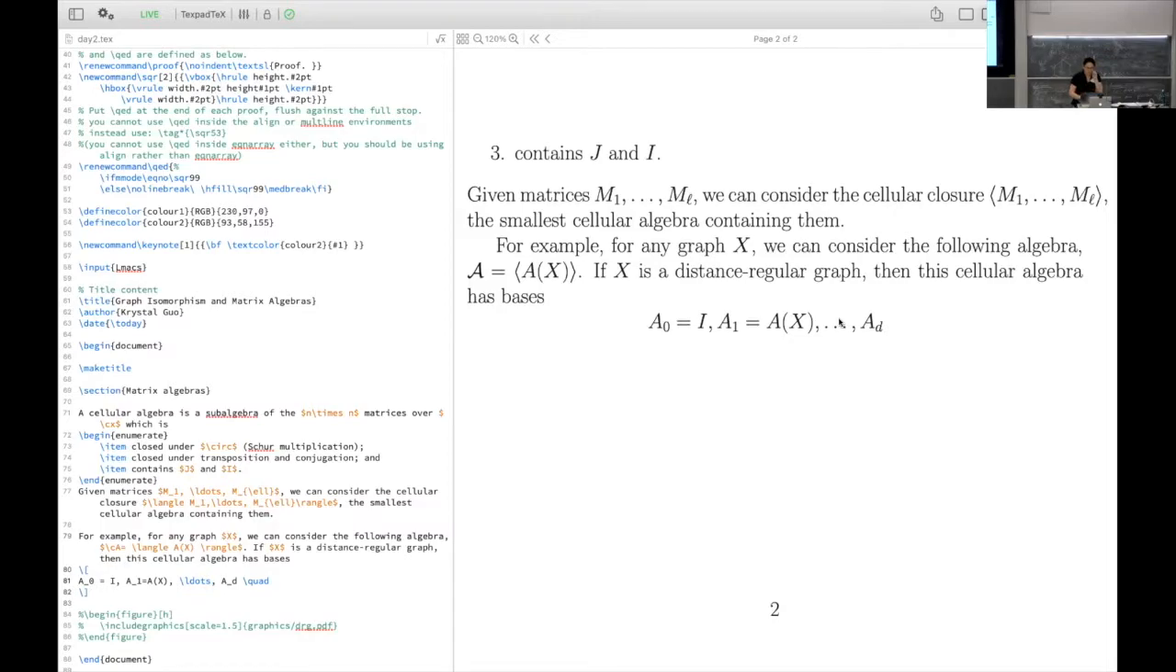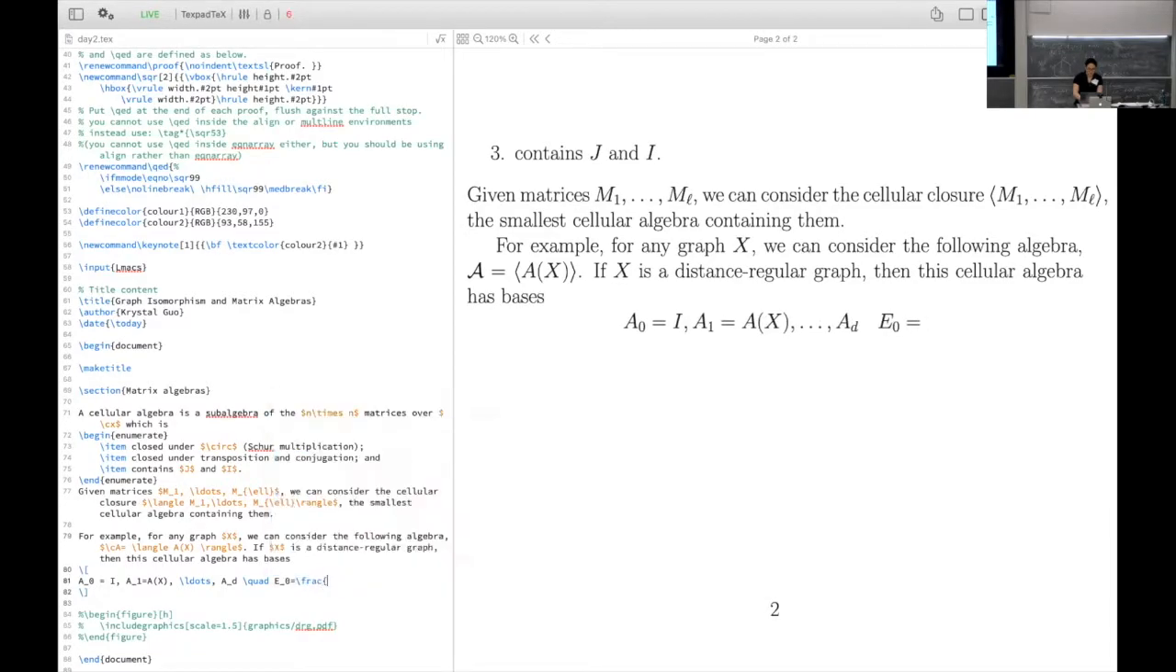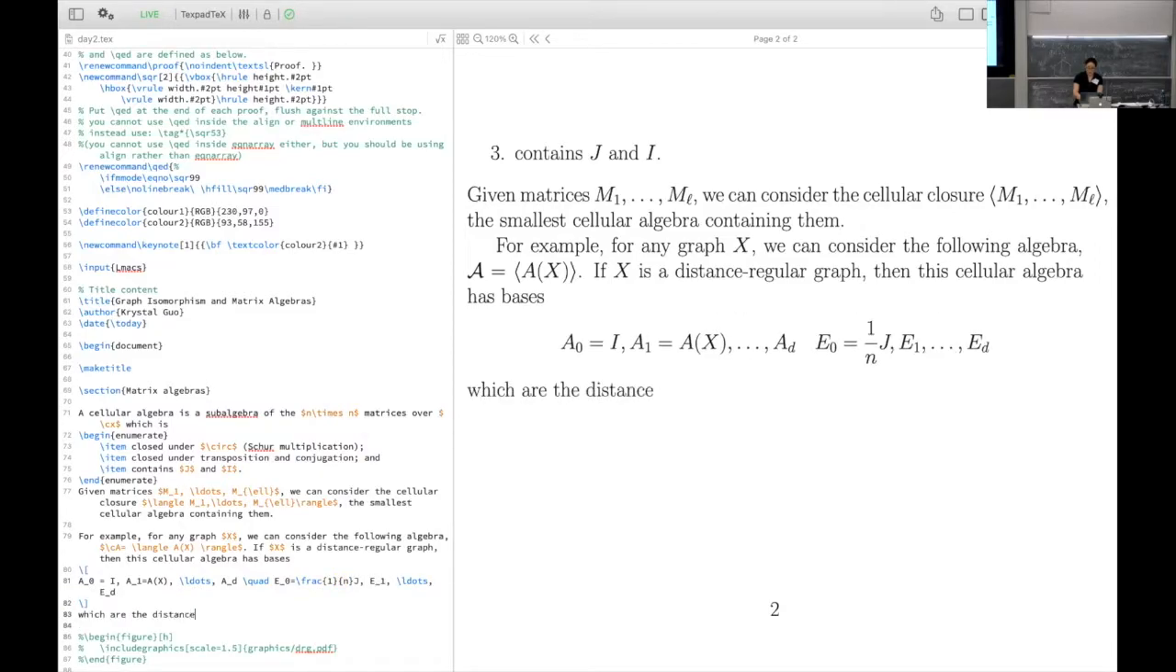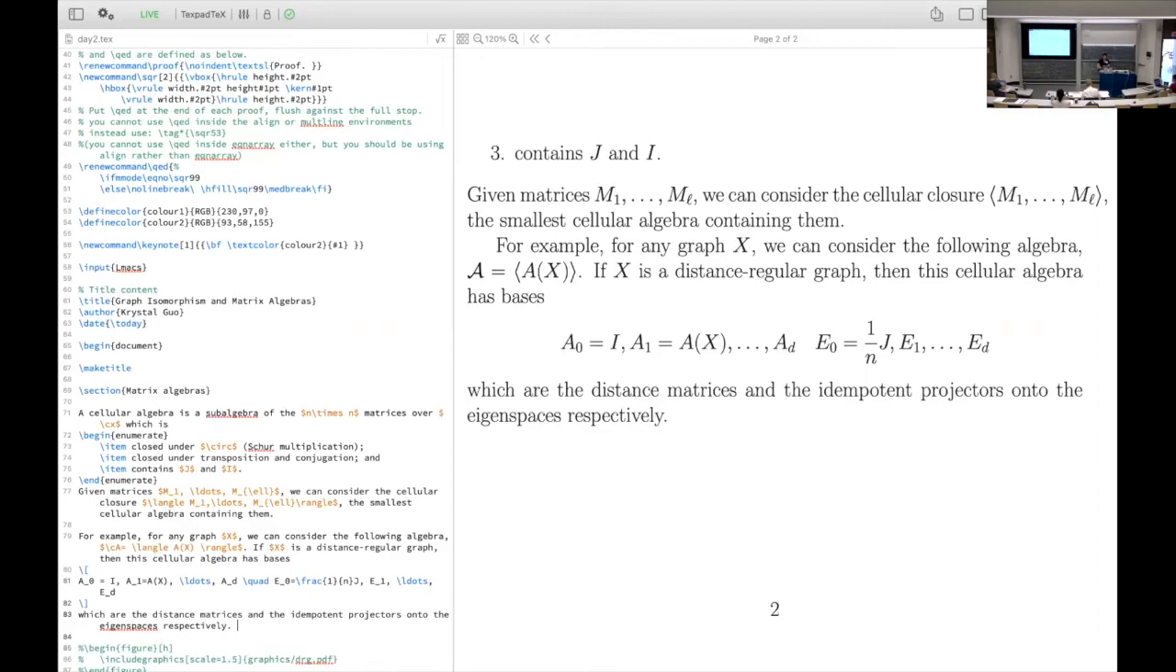So these are the distance matrices, and the other basis is this E0, the idempotent matrix, which is a scalar multiple 1 over n of the all ones matrix, E1, and so on. Are the distance matrices idempotent projectors onto the eigenspaces? So I think that distance regular graphs have been defined many times.